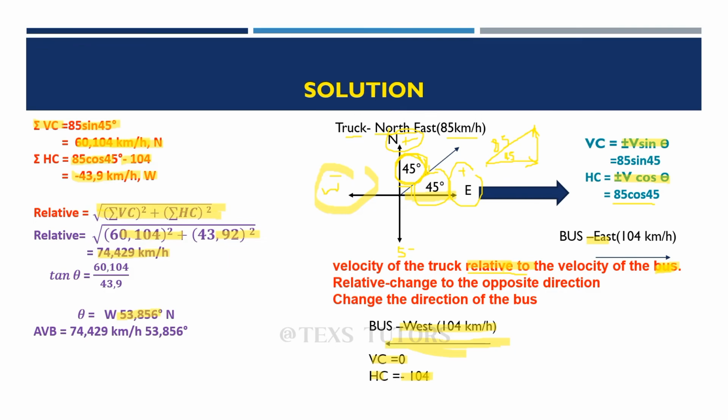53.856 degrees. When I give the angle, I also need to say whether it's going north, south, east, or west. So what am I going to do here? Very simply, I'm going to say that the starting direction is from the horizontal to the vertical side: the horizontal is west and the vertical is north. So the velocity of the truck relative to the bus is going to be 74.429 kilometers per hour, and it's moving at 53.85 degrees west of north.